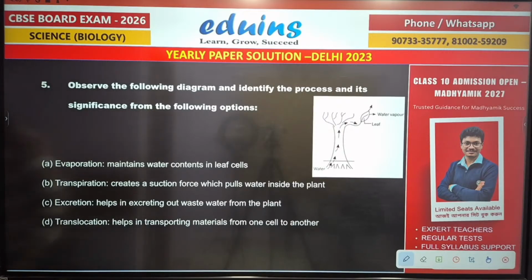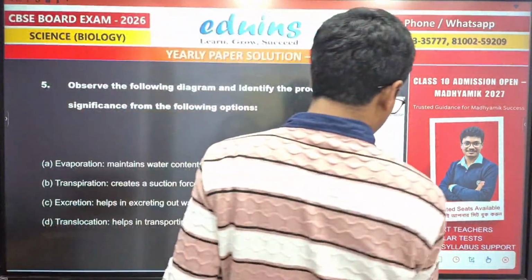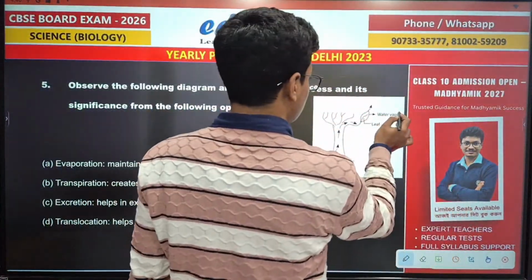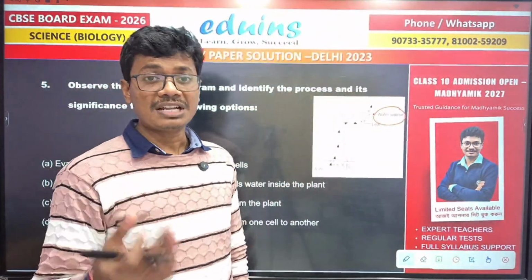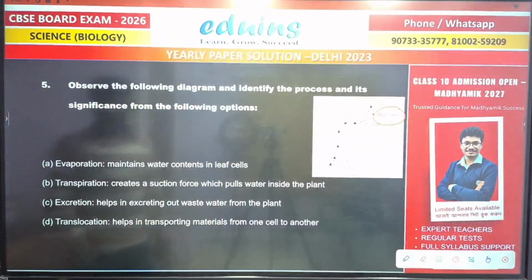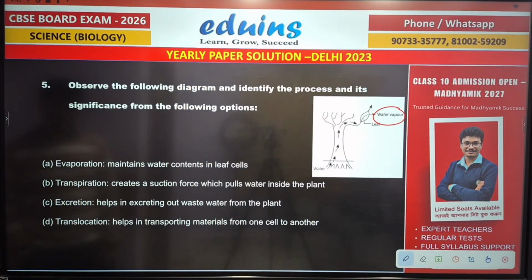Okay, so what is the process? The water is going through the stem, and water is going through the bark region, and through the leaf the water vapor is released. So the release of water vapor from the leaf is known as transpiration. That is the second option, transpiration.